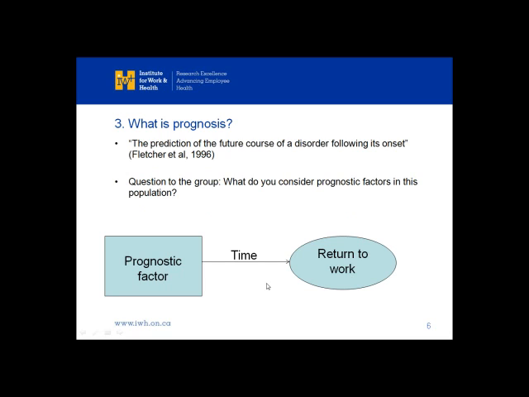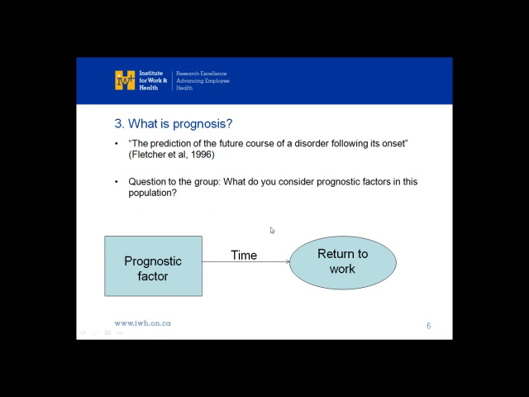So prognosis is the prediction of the future course of a disorder following its onset. And so we know what the disorder is. It's low back pain. We know what the outcome is. That's return to work, and we define the onset. So that's more than 1 day away from work and shorter than 6 weeks away from work.